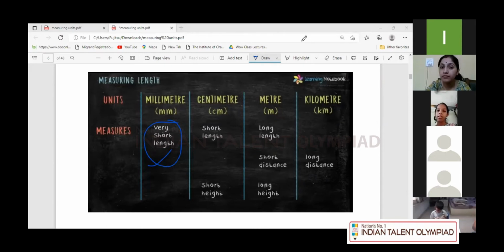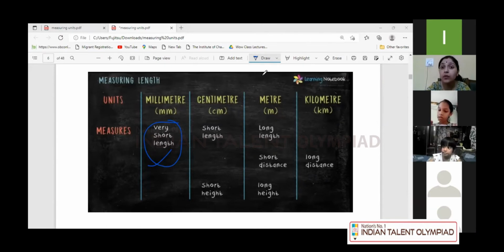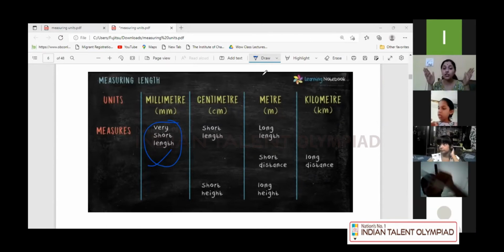Millimeter. So what purpose will we use it for? To measure short lengths or short heights. We will use centimeter too. A centimeter is also used when you go to school or somewhere, they will take your height in centimeters as well.